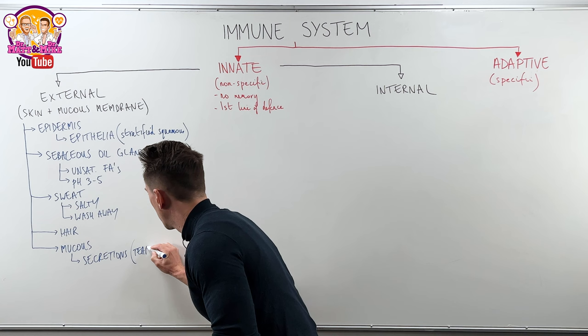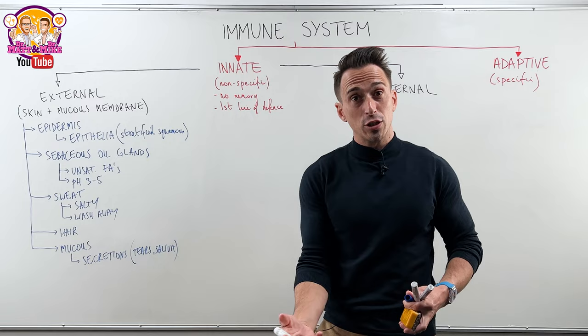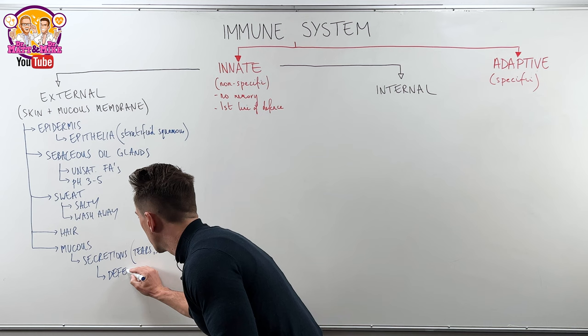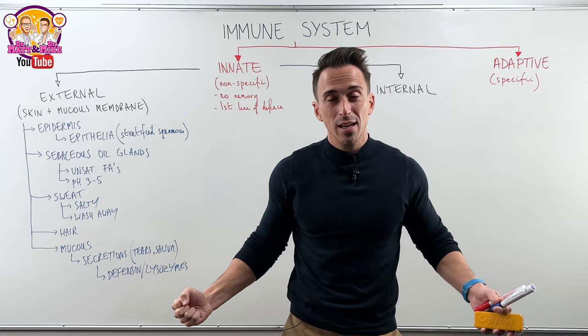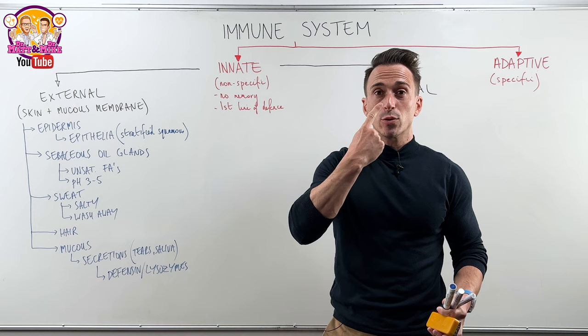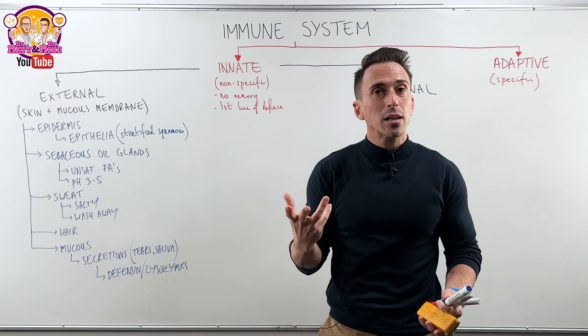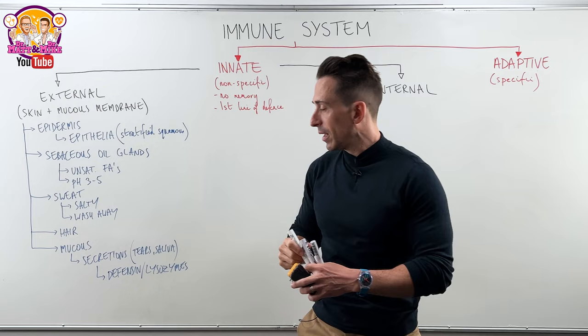Now, what's important about these secretions of tears and saliva is they have enzymes called defensins and enzymes called lysozymes. Simply put, these enzymes just tear apart any invading pathogens and kill them. So that protects our eyes, it protects our nasal cavity, it protects our oral cavity. But if we do tend to inhale something, luckily for us, in our airways, we have little hairs called cilia.